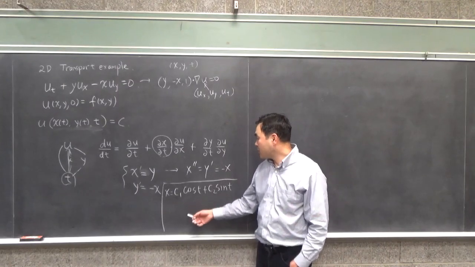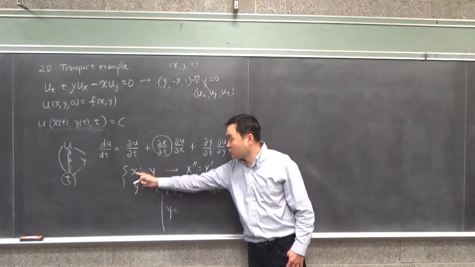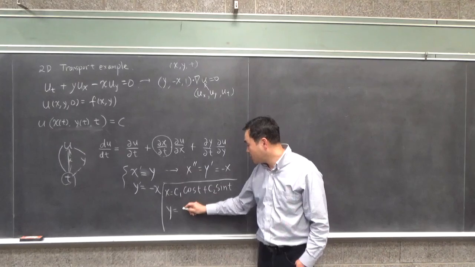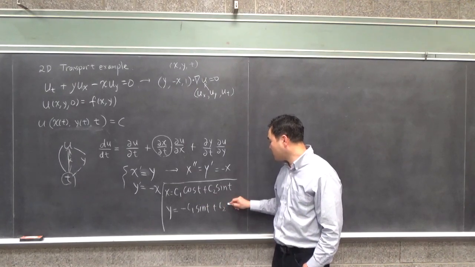Okay, but then now you have y. y is the derivative of x, right? So you differentiate this and you get negative c1 sine t plus c2 cosine t.